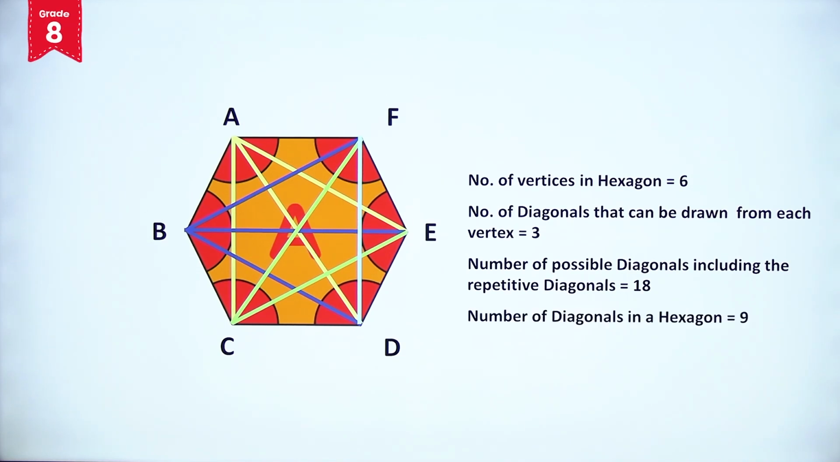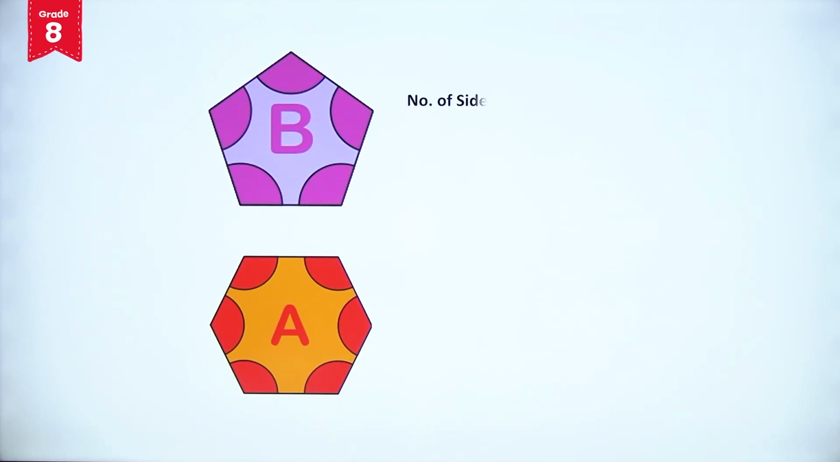Therefore, the number of diagonals is 9. So now we have learned to find the number of diagonals of a hexagon and a pentagon without using the formula. Now look at our observations.